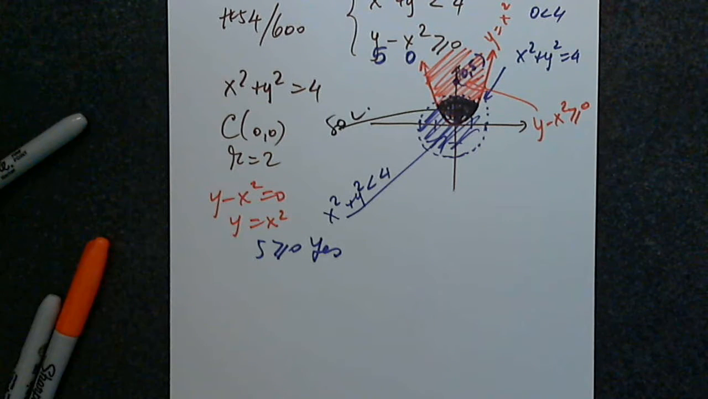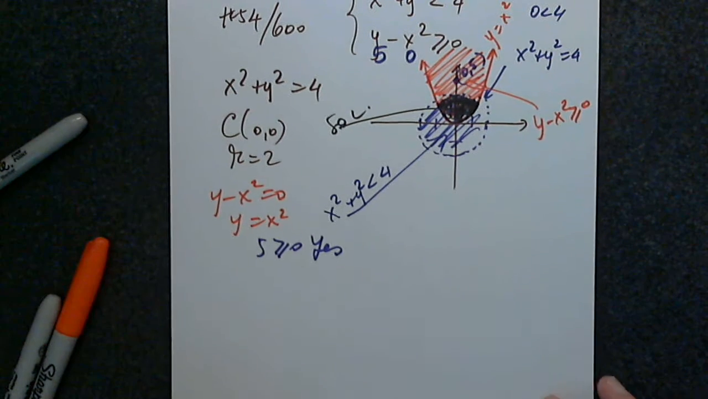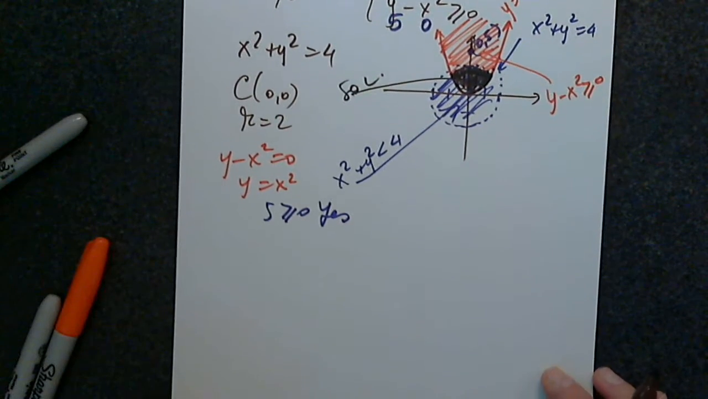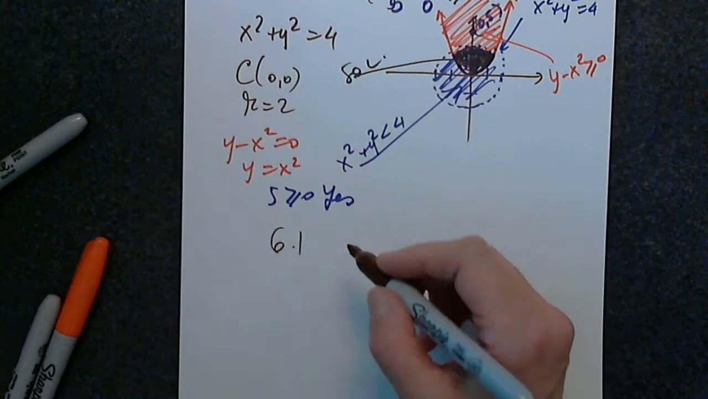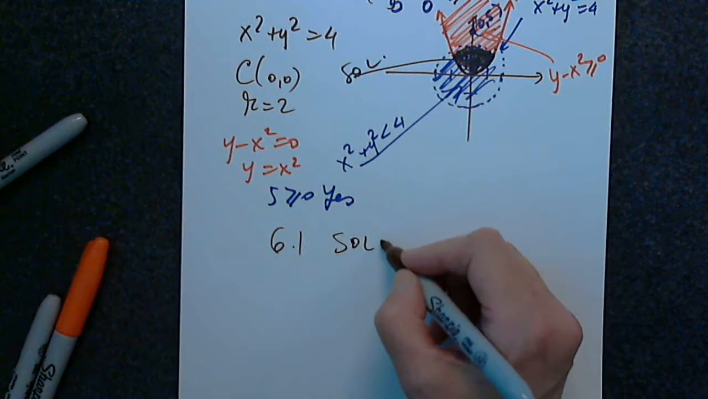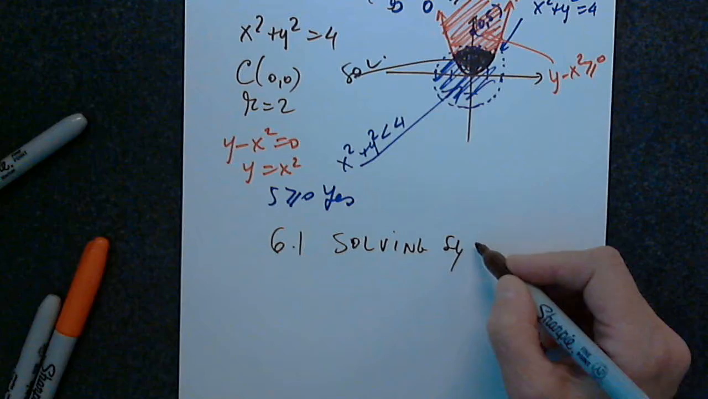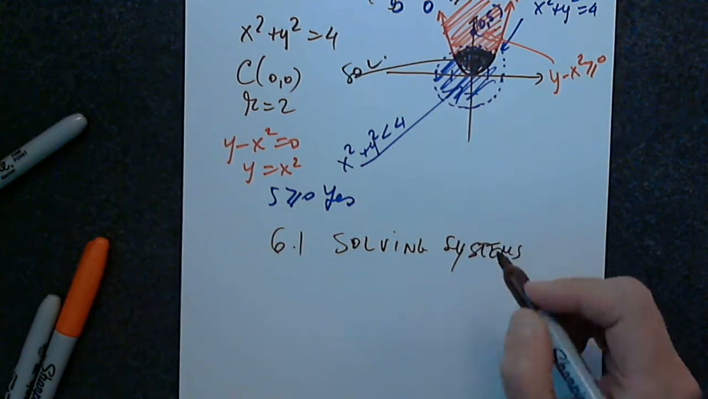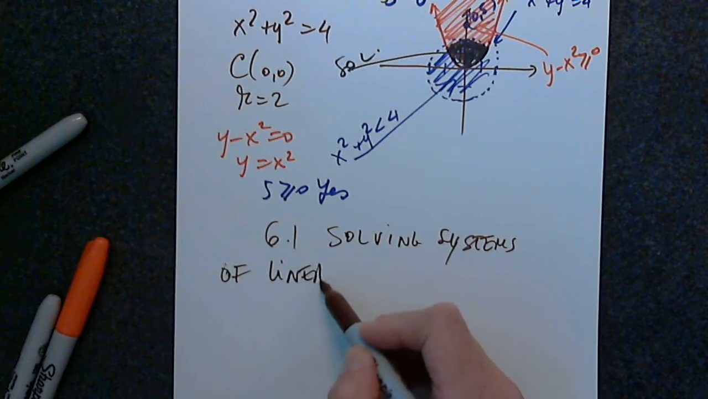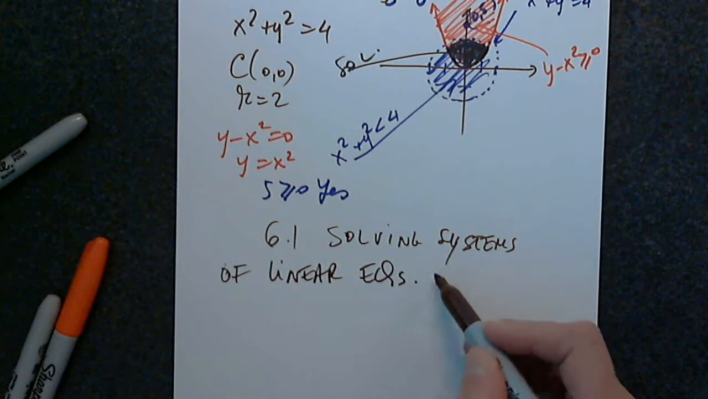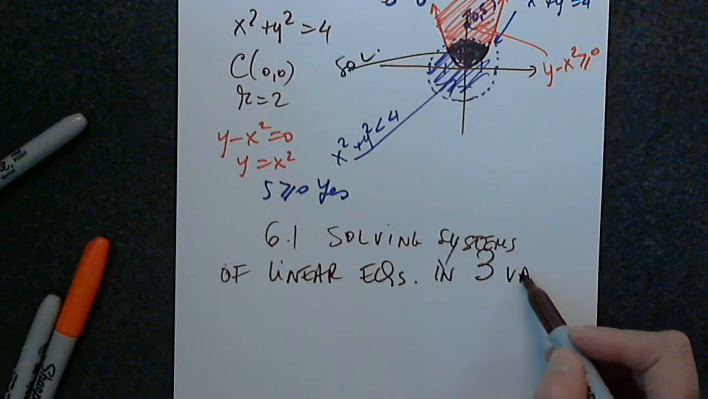So 6.1 deals with a specific method of solving systems, but they are 3 by 3. So 6.1, solving systems, they are all linear, of linear equations in 3 variables.